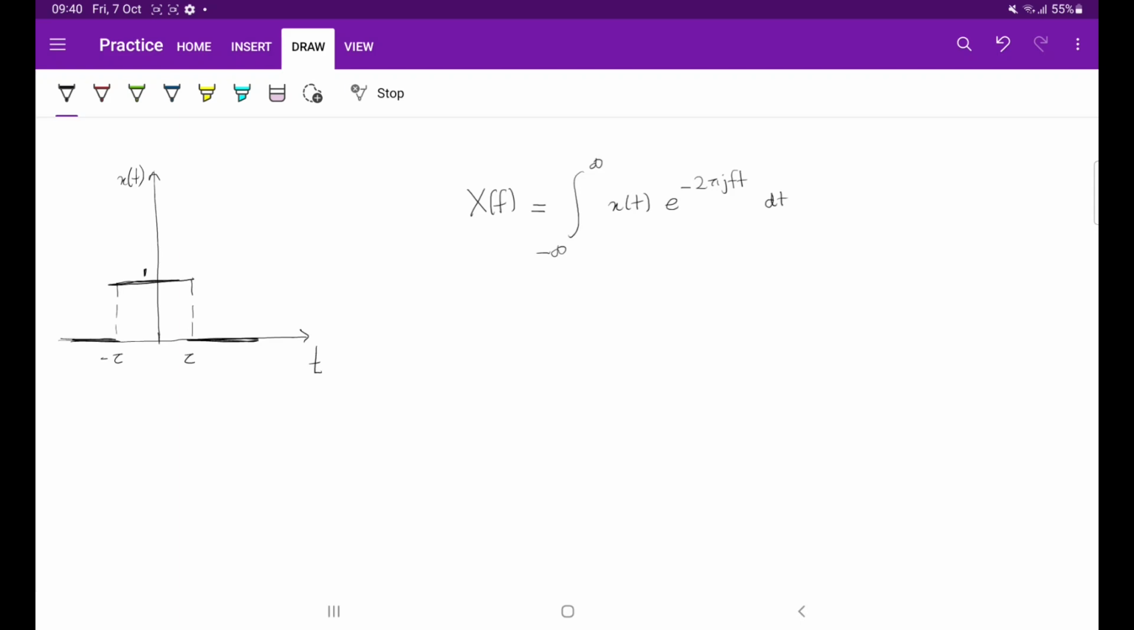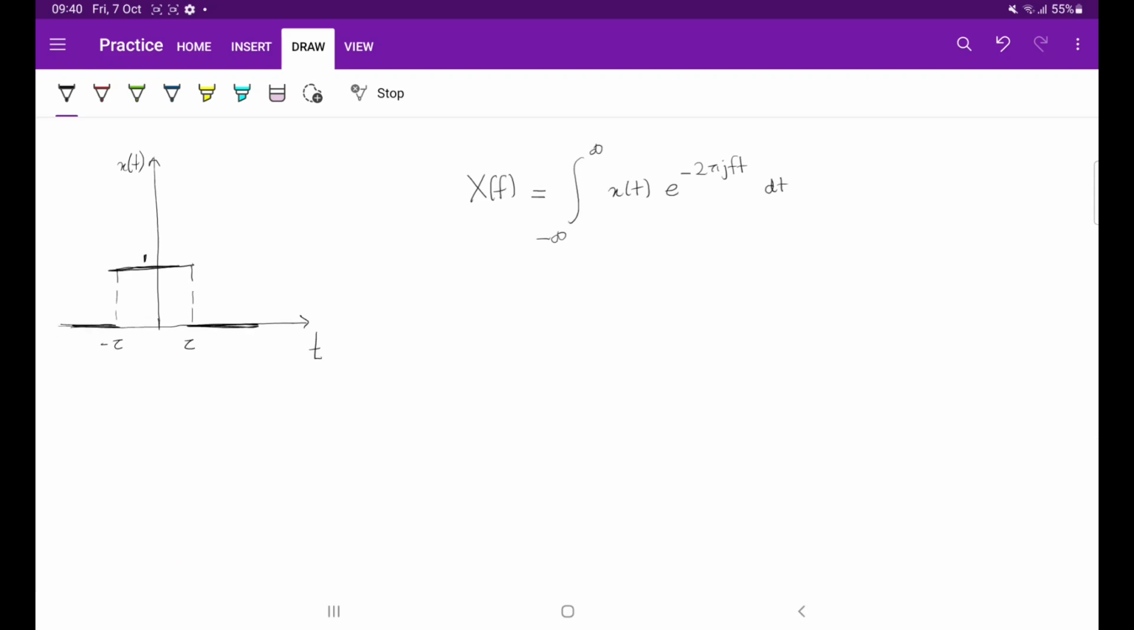And here you can see that when you get that equation, you can directly apply it for the Fourier transform. So what you need to do is take x(t), the time domain function, and multiply it by e to the power minus 2 pi j f t dt, and integrate from minus infinity to plus infinity.